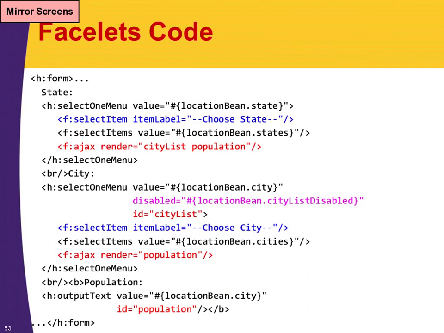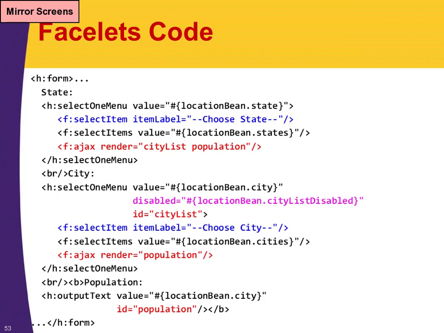So here is a form that has these things on it. The top is the state, and the select item by default is going to be that dummy value, and then the value is actually a map. That's what you'll see on the other side, which is the list of states of the United States. And basically what it's saying is that when they in fact do choose something, then try to render the city list and the population, okay?